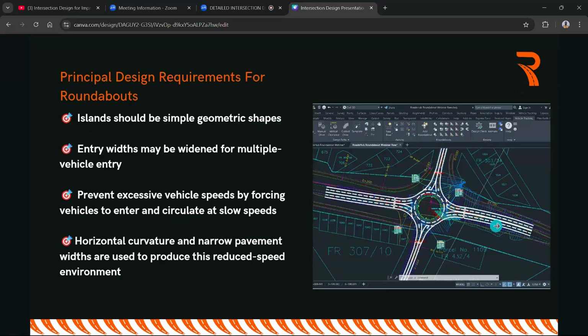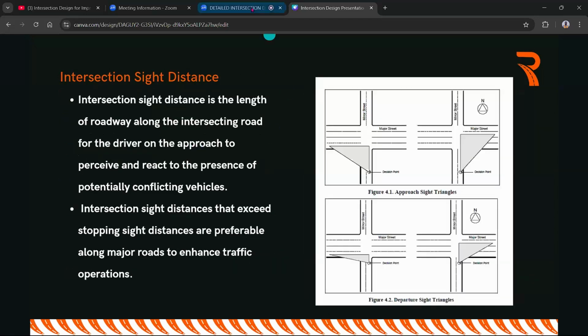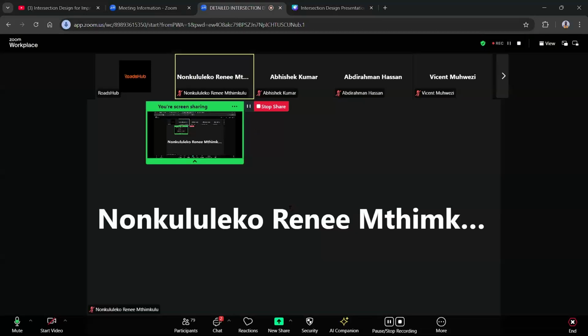And this one takes us to roundabout design, which I'm not going to talk about because we already did that. But ideally, that is the concept that you need to have.